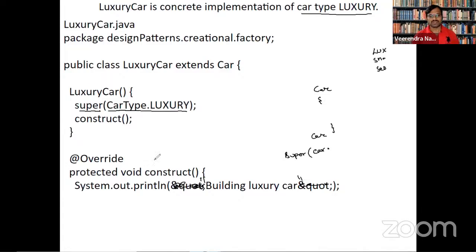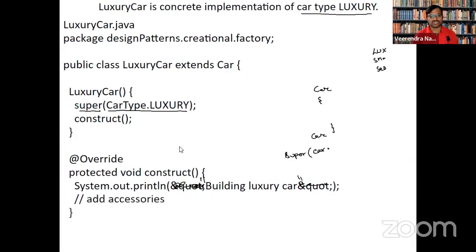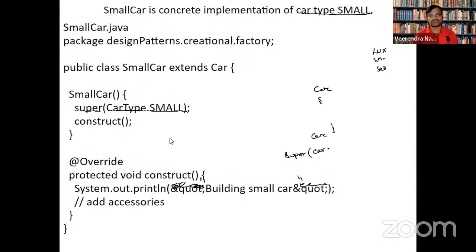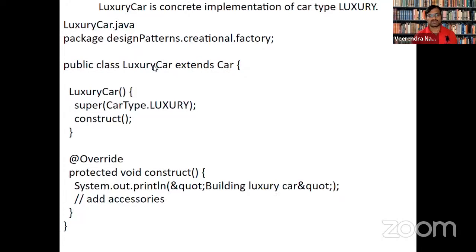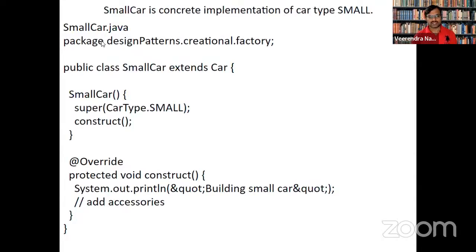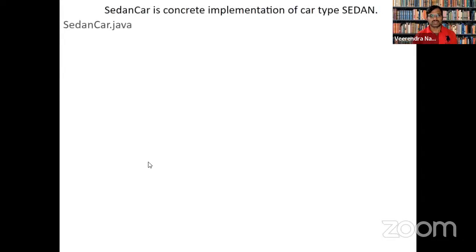What we have done here is gone through the adding of the accessories. This is the implementation of the luxury car. The same thing happens with the small car also. Once you design one car, it will be easy for you to get to the other cars. So the other cars, small car dot Java. What you are doing here is you are going to use them, and you are going to build the sedan car with the same type of implementation.